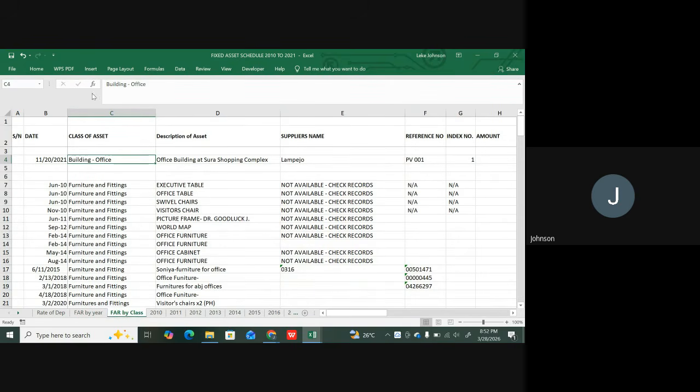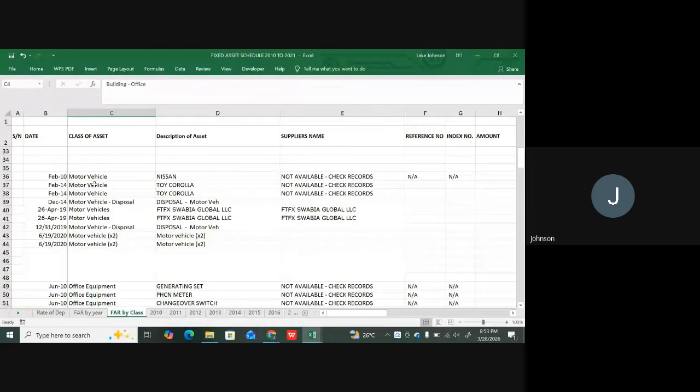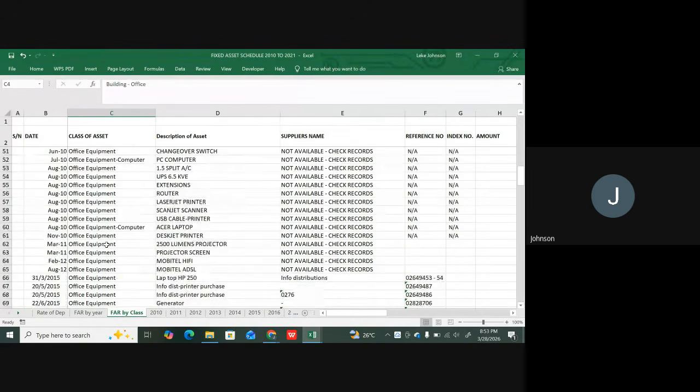So you can see what this one is now. This is by class, irrespective of when it was purchased. So it means that we are going to have different sections for different types of asset. The first section over here is our office building. Then the next one is our furniture and fittings. So any furniture and fittings that come, we add to the first one. We continue to add, we continue to add. Then we now also have motor vehicles. We continue to keep our motor vehicles. Then our office equipment, we continue to keep them as well.